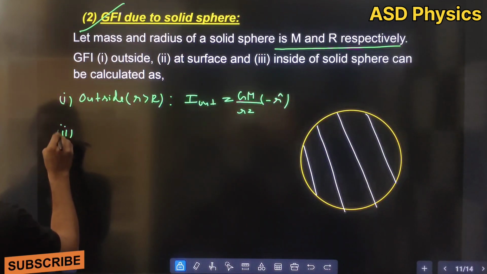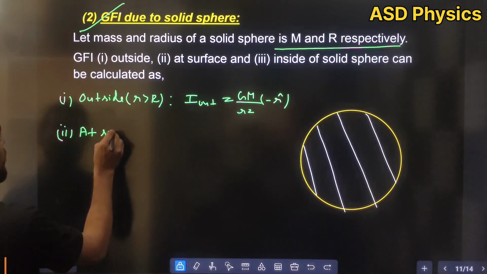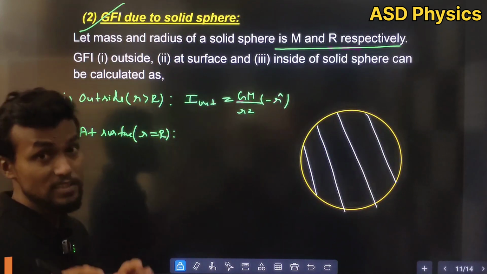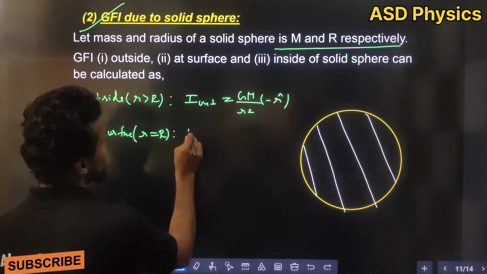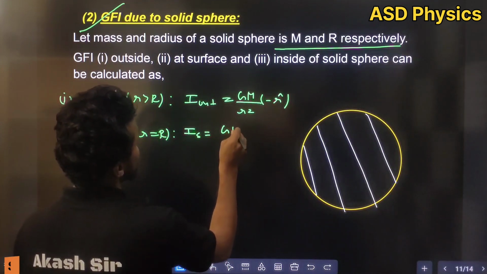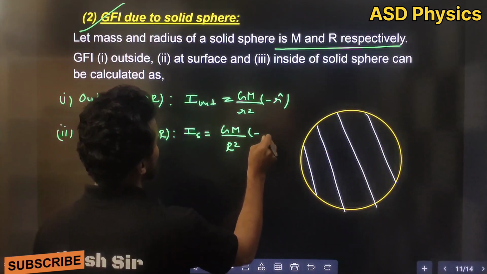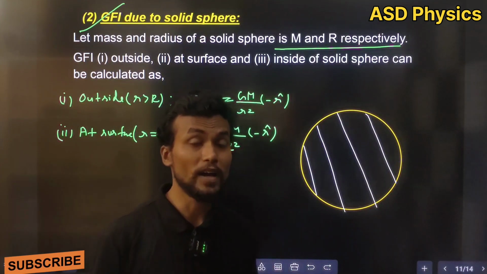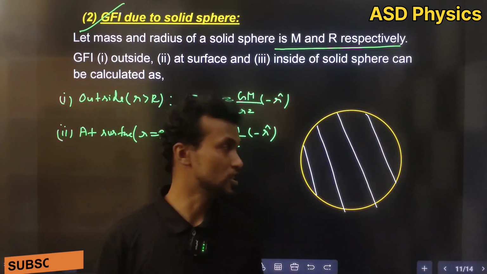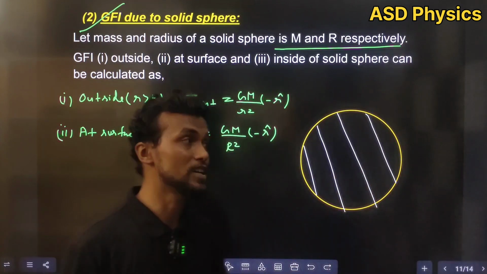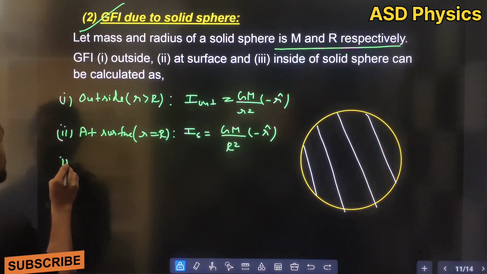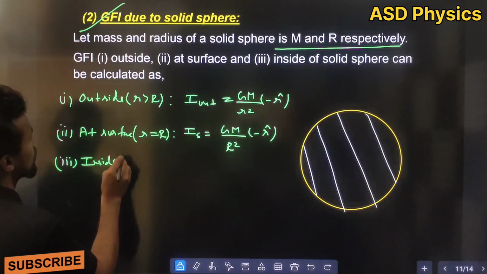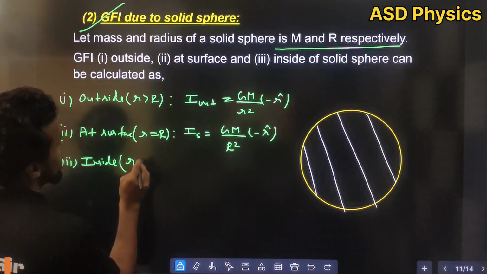Second, if we see at the surface, where, students? Just outside, okay. So at the surface, what was the value? Same story: GM by R square, and here minus r cap. The main change will come inside. Why? Because in the case of the hollow sphere, mass was not there inside, but in this situation, inside mass will be present. So here you have to remember that somewhat better. The same concept you can apply for the planets also, because planets are also solid.